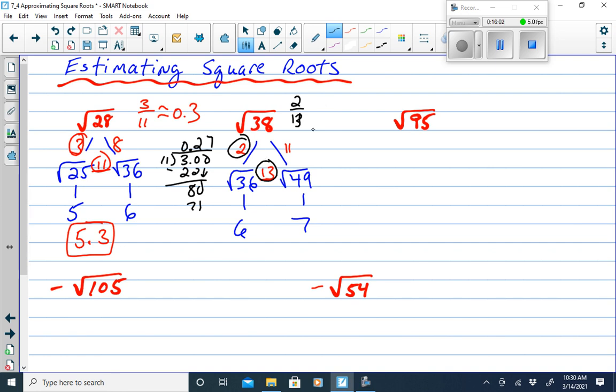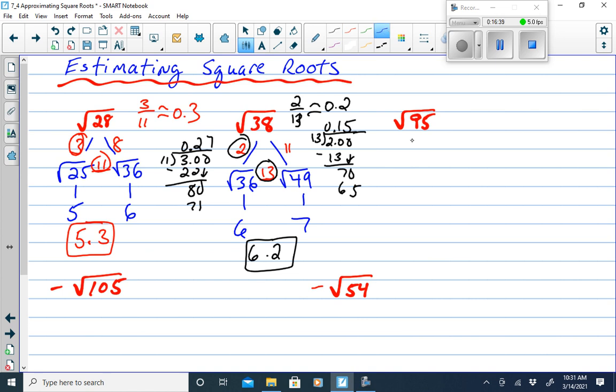When we divide 13 into 2, do a little long division. It ain't gonna kill you. All right, 13 doesn't go in there, it goes in one time. We subtract, we get 7, bring down the 0. 13 goes into 7, what's that, 5 times? 5 times 13 is 65. 0.15, that's going to be approximately 2/10. So we're going to have 6 and 2/10 for our approximation for the square root of 38.